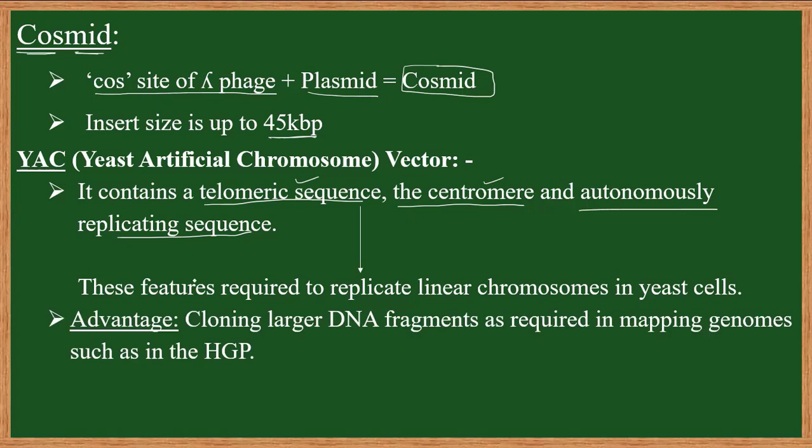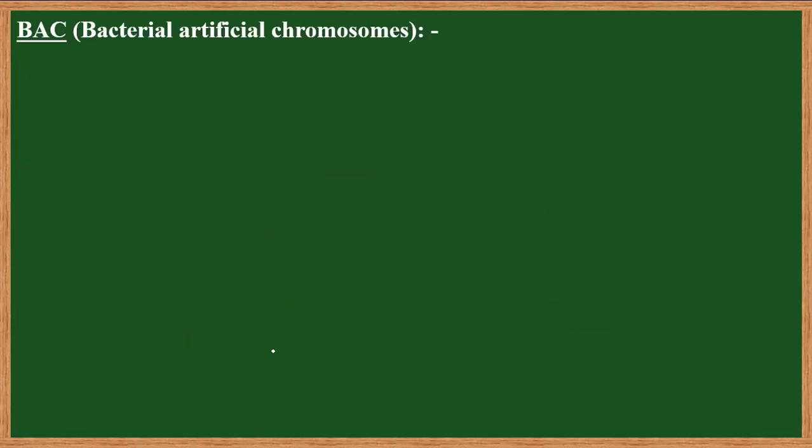And what is the advantage? Cloning larger DNA, because this one has a very big insert size. So cloning larger DNA fragments is required in mapping genomes such as HGP, the Human Genome Project. So mostly we use the YAC type of vector. Okay, and the insert size is very high, 250 to 1000 kb.